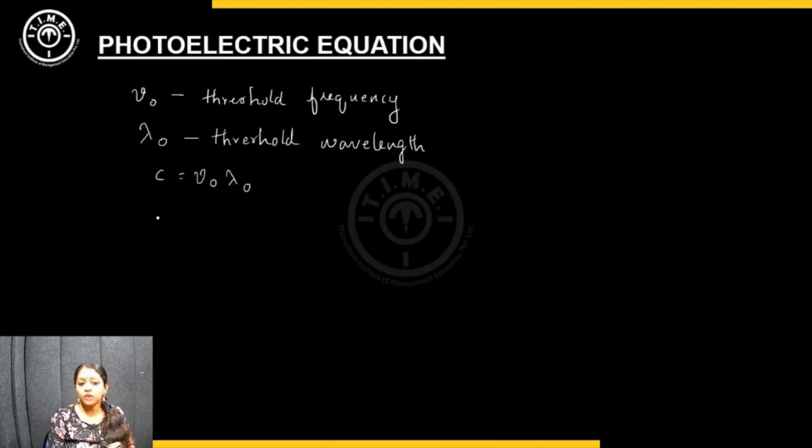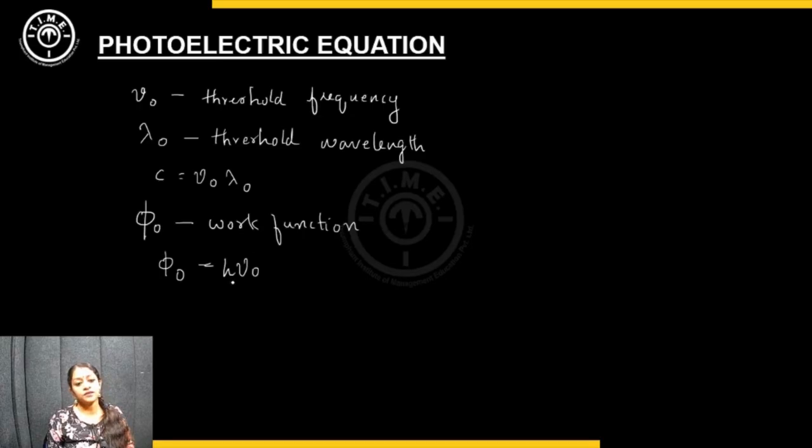Now, what do you mean by work function? It is the minimum energy needed for the electrons to get ejected from the metal surface. And we denote work function using the symbol phi 0. So that is the work function, which is the minimum energy needed by the electrons to get ejected from the metal surface. Okay. And what is the equation to find work function? It is nothing but h nu 0.